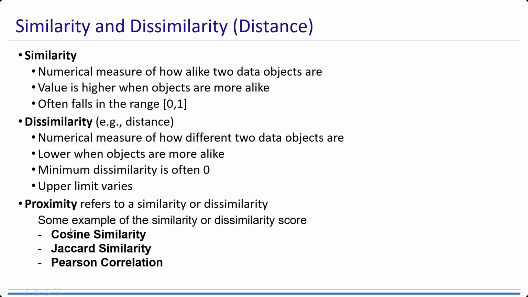And we are going to learn about similarity and dissimilarity. Some of the methods like cosine, Jaccard, and Pearson are important similarity measures in the recommendation system.